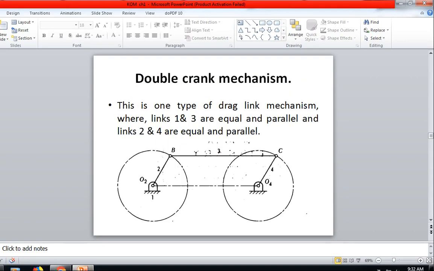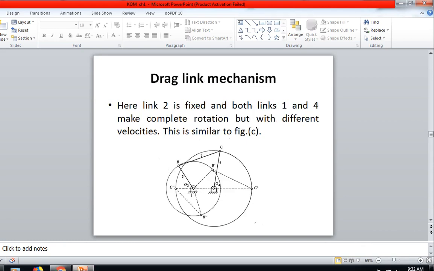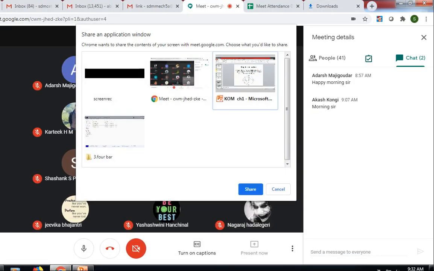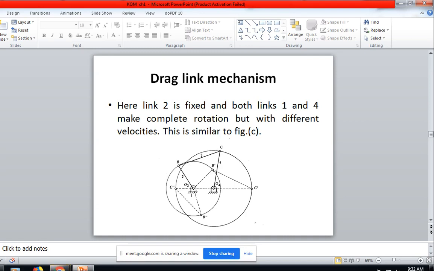Okay, which link is this? You can see this option. That's a drag link. Drag link, you can see there. I'll just share the presentation. See here, drag link. Just now you have seen this drag link mechanism.